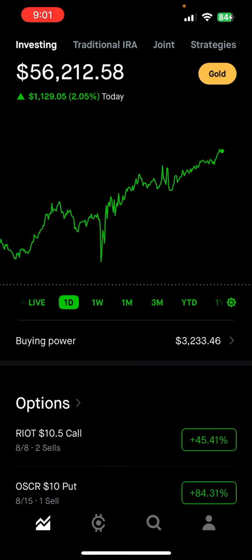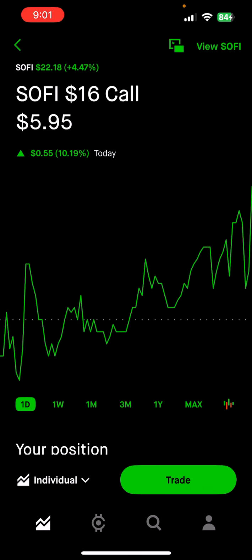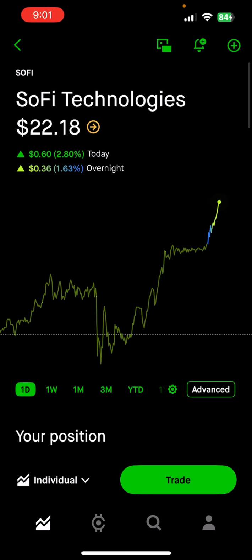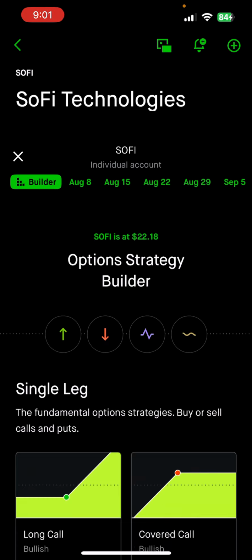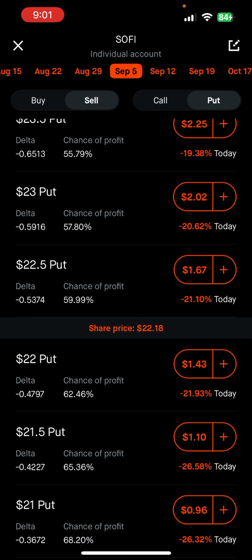So let's get into this. Let's first look at Delta, and let's look at a stock like SoFi, because the stock has been doing really well recently. And Delta is probably the most important Greek when you're selling options. Delta tells you how much an option price moves for every $1 of the stock.